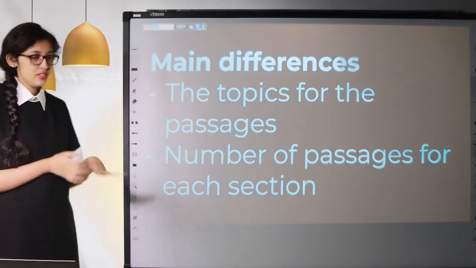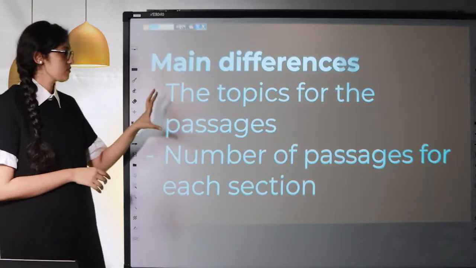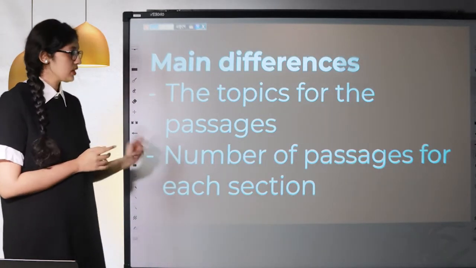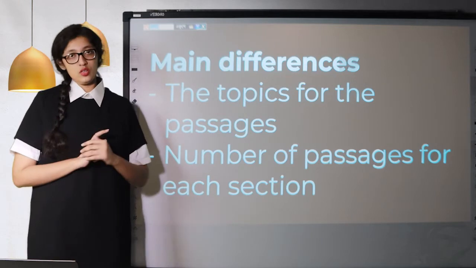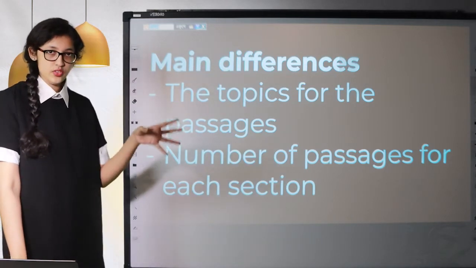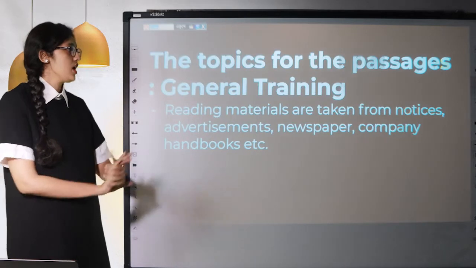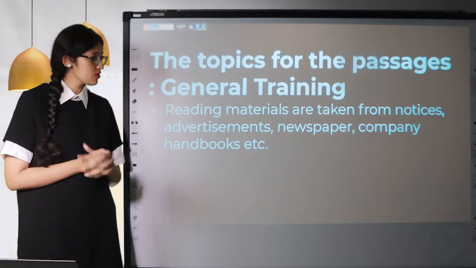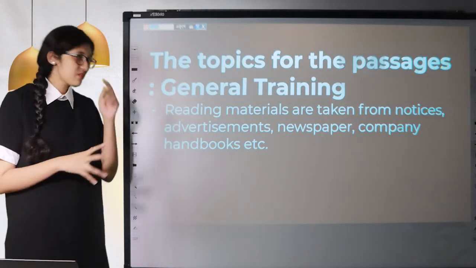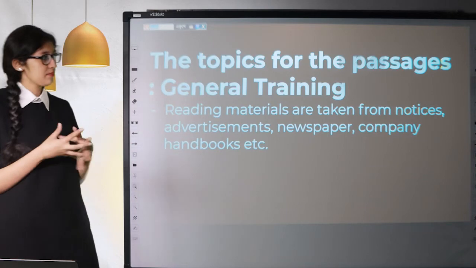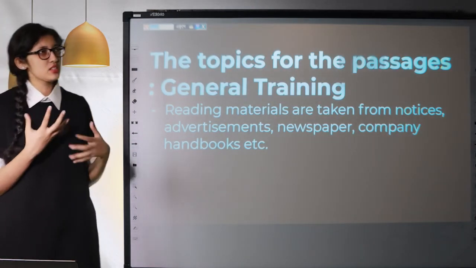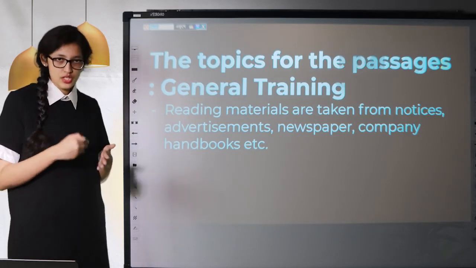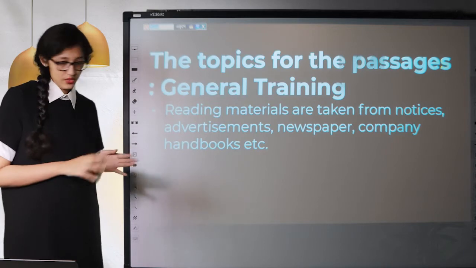Next, the main differences between these two. The first one is the topics for the passages. They're different. They're taken from different places. And the second one, the number of passages for each section, is also different for general training and academic. For topics, for general training, the topics are taken from notices, advertisements, newspapers, companies, and notebooks. They're very general, and they don't really contain super complex words. They're easy to understand, if I say it in general.